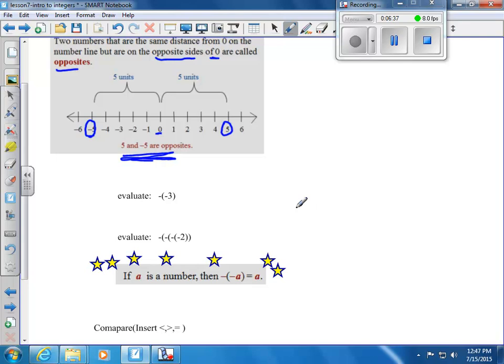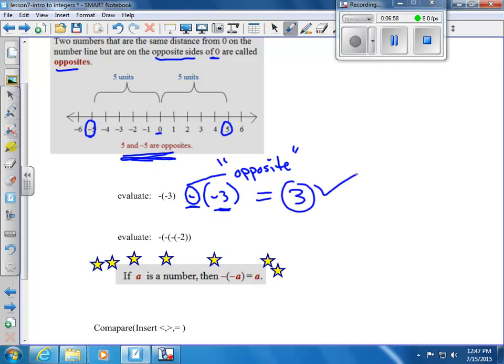So for example, it says to evaluate negative negative 3. Well, think about taking this negative sign here and reading it as opposite. Then you could read this as, what's the opposite of negative 3? Aha, positive 3. You could read this as not negative 3. Or the proper way would be to say if you negate negative 3, or if you take the opposite of negative 3, you send yourself to positive 3.